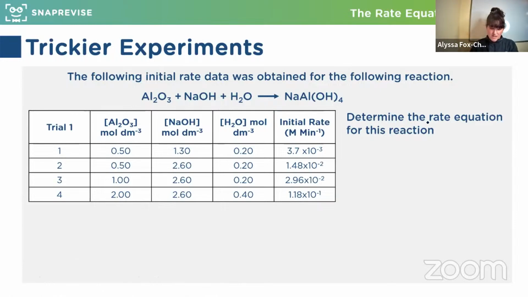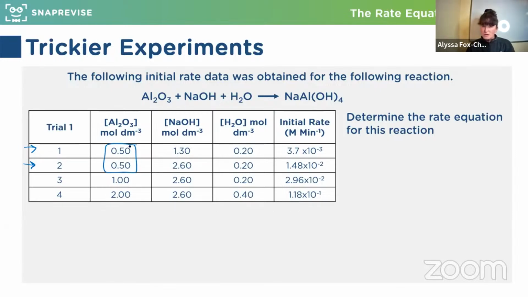We're determining the rate equation, so we need to find out the orders of reaction with respect to each one of our reactants. And this time we've got 3 reactants. That's one level of why it's a bit harder. We've got 3 things to work out. So let's compare trials 1 and 2.